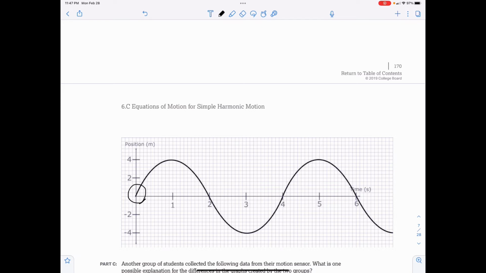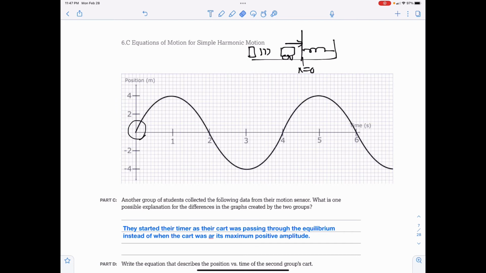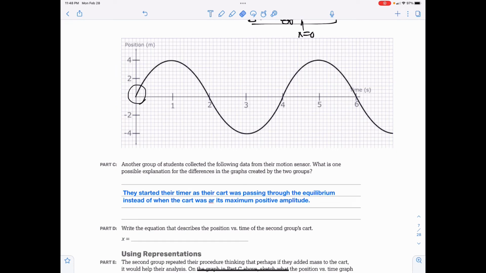So what I think probably happened is if we draw a picture of the cart, here's the spring, there's the equilibrium position, and there's the cart. What had probably happened is the cart was released and got to the equilibrium position right here when the motion detector was turned on. So I think the motion detector was probably not turned on until it got to the equilibrium position. Okay, so yeah, they probably started their timer as the cart was passing through equilibrium instead of when it was at maximum positive amplitude.